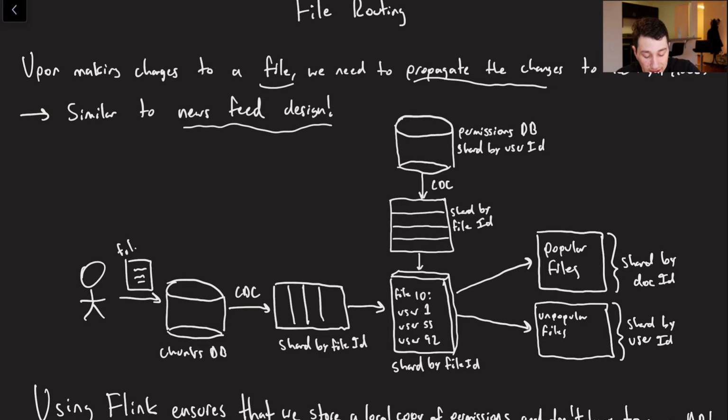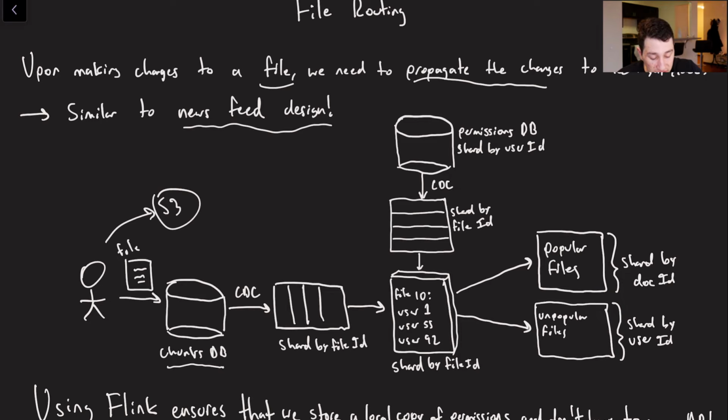So we've got our file right here. We're going to make an edit. First place it goes to is the chunks DB. Of course, S3 as well, but that's not too relevant for this part of the diagram. And so once we go ahead and make that change into our chunks database, what we can do is use something like change data capture. Can't speak this morning, too early.